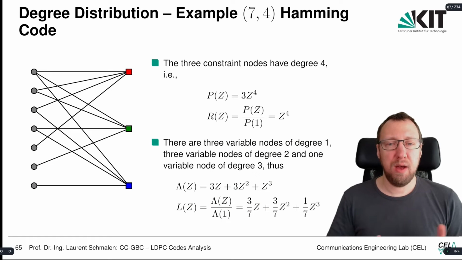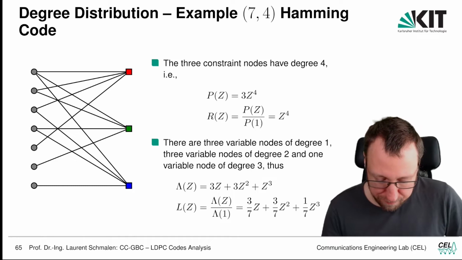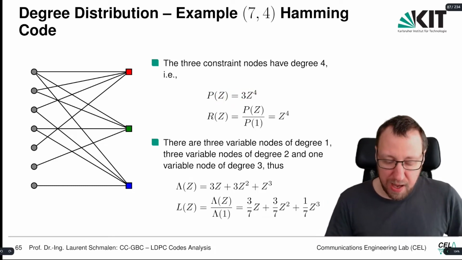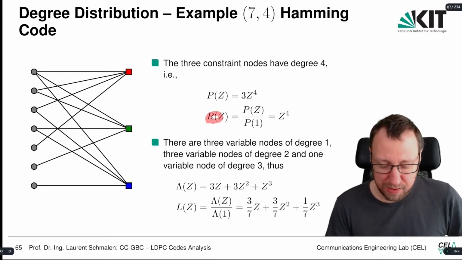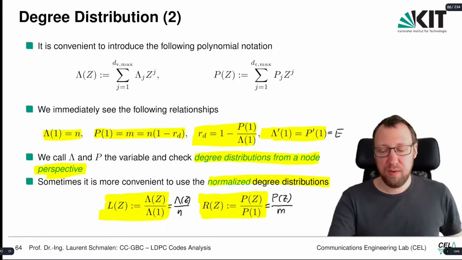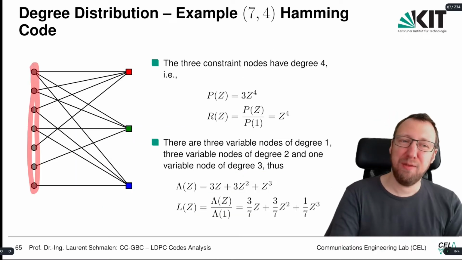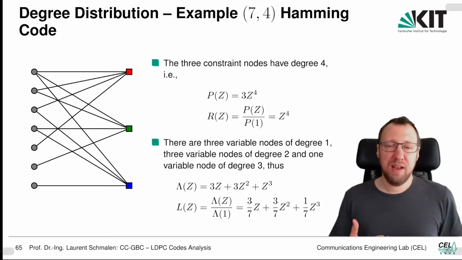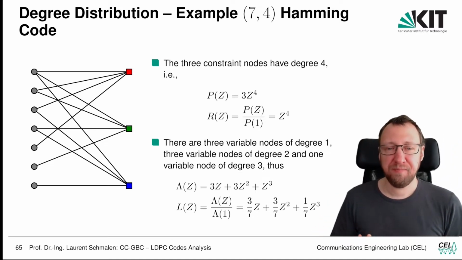And here we have another example. So we saw that the check nodes have a degree of 4. And we can now have normalized degree distributions, which we call R of Z and L of Z. So why is it called L of Z and R of Z? L because these are on the left of the Tanner graph, and R because the check nodes are on the right. That's the idea of how we can remember this.